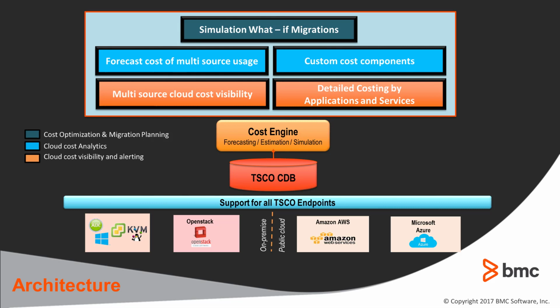These top 5 in the black boxes are the ones that are going to be available in our first release. This includes simulating what-if migrations from on-prem to public cloud, forecasting the cost of multi-source usage, getting visibility into your multi-source cloud, being able to understand and customize the cost components, and being able to detail costing by your applications and business services.